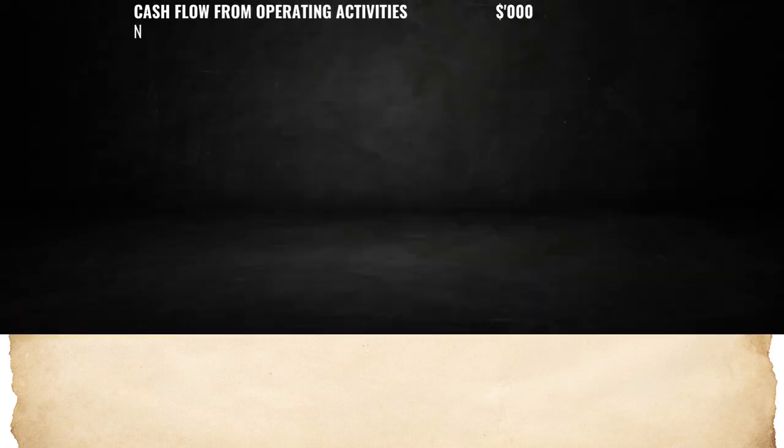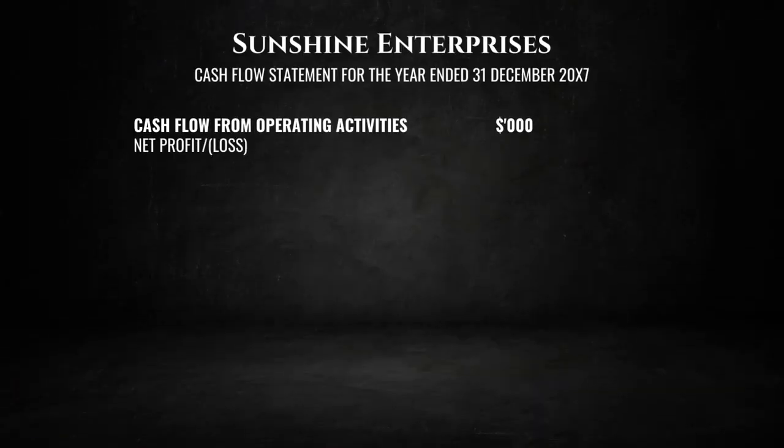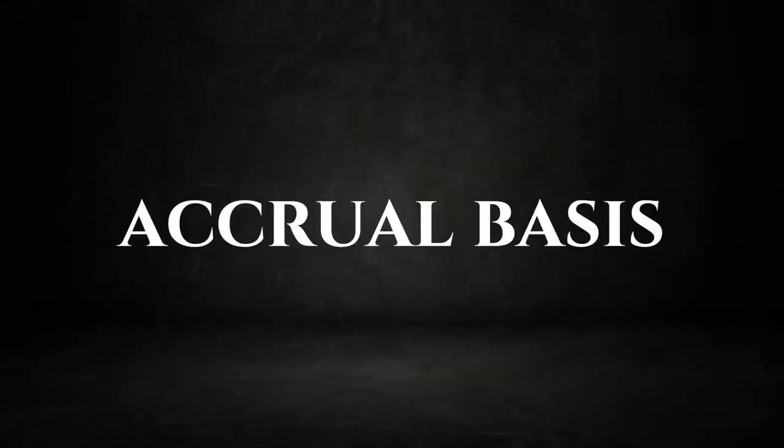Well, it all begins with the net profit or loss derived from the income statement. The indirect method involves adjusting the net profit figure to account for non-cash transactions until we arrive at the net cash inflow or outflow. It's worth noting that many large companies adhere to the accrual basis of accounting, where revenue is recognized when earned and expenses are recorded when incurred, not necessarily when cash is received or paid out.